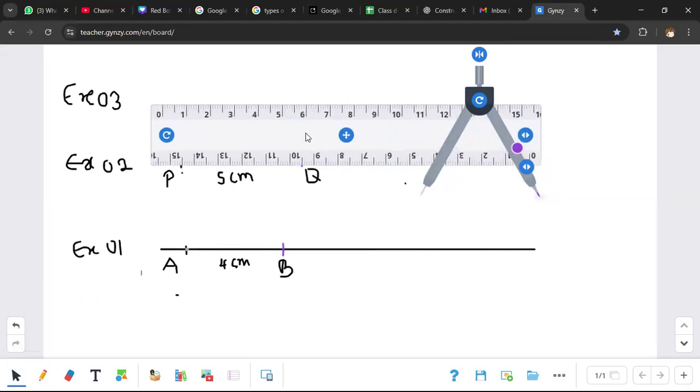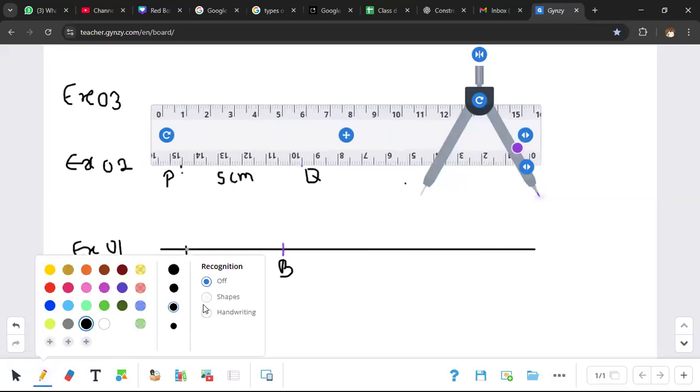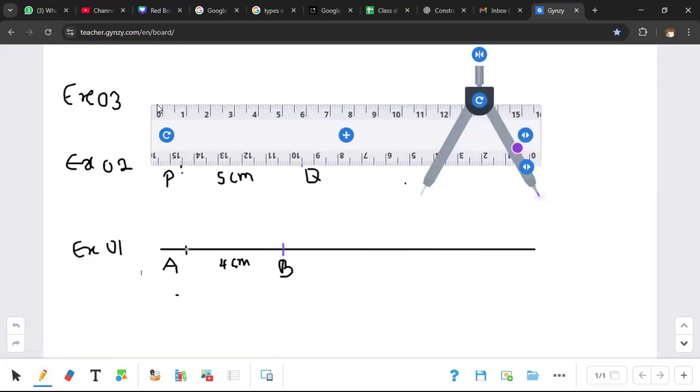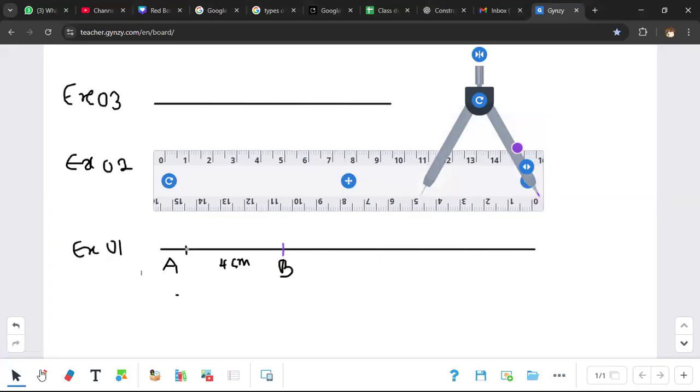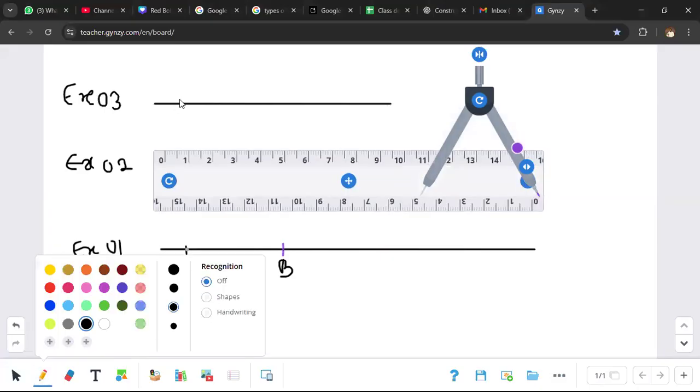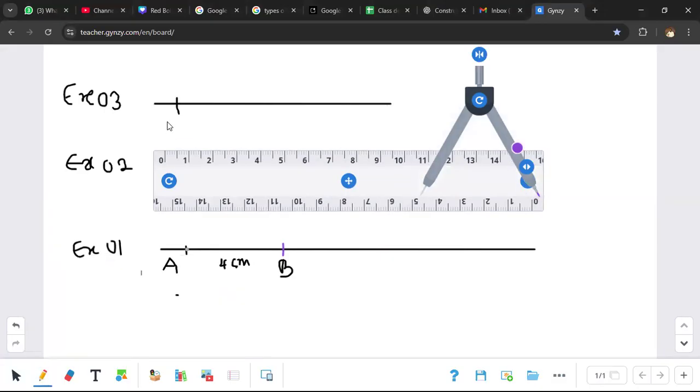I am going to place my ruler somewhere around here, and I am going to draw a straight line like this. Hope you have done. Yeah, great. So I have drawn my straight line, and I am going to mark a point somewhere around here called X.